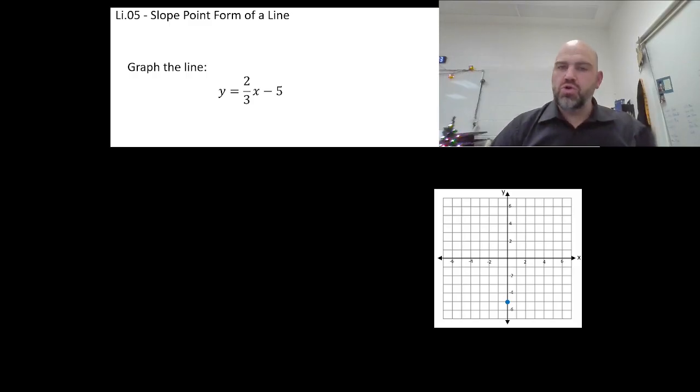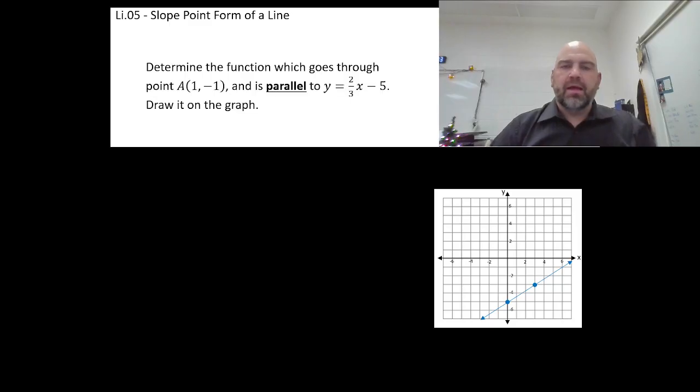Our slope is 2/3. That means we have a rise of 2, there we go, and a run of 3 to a second point along our line in order to find where our line goes. So we draw a line through there, and now we have our line graphed out on our piece of grid paper. Here's the second part.